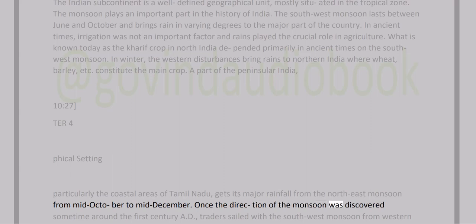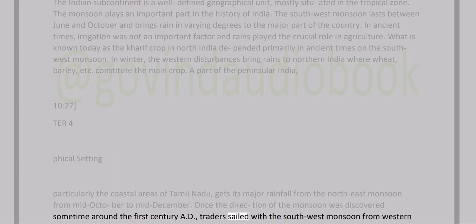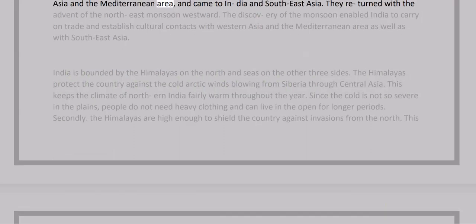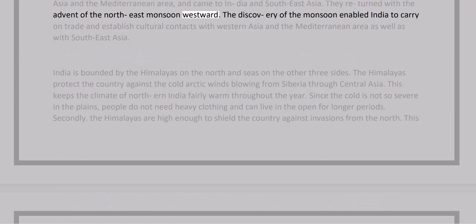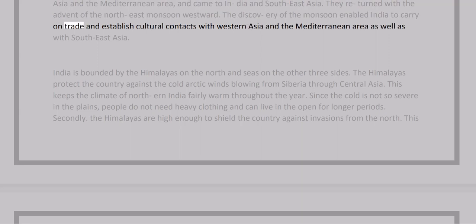Once the direct timing of the monsoon was discovered sometime around the 1st century AD, traders sailed with the southwest monsoon from Western Asia and the Mediterranean area, and came to India and Southeast Asia. They returned with the advent of the northeast monsoon westward. The monsoon enabled India to carry on trade and establish cultural contacts with Western Asia and the Mediterranean area, as well as with Southeast Asia.